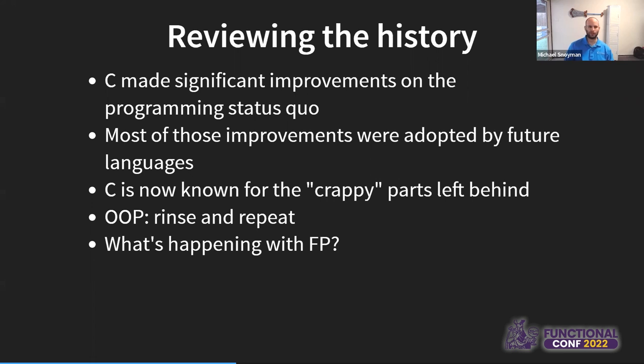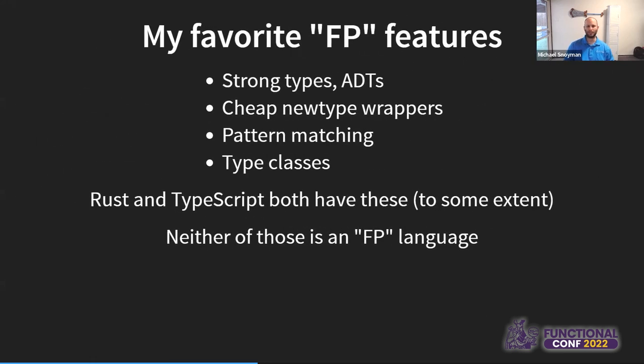Okay. So now let's talk about FP. These are my personal favorite FP features and might look cherry picked, but this is actually it. I love the fact that when I'm writing Haskell code, I have strong types, I have ADTs, algebraic data types. That is such a huge step forward from every other thing that I used beforehand. I never want to use a language without those ever again. Cheap newtype wrappers are another massive part of my Haskell and functional programming experience. I love them. I think they make code quality much better.